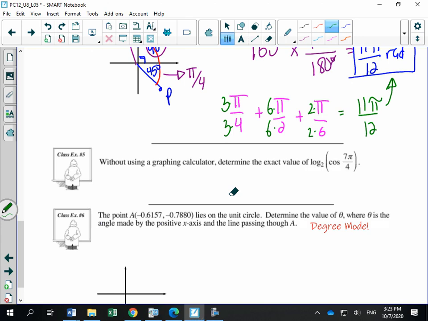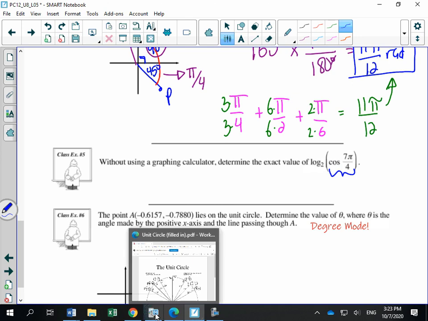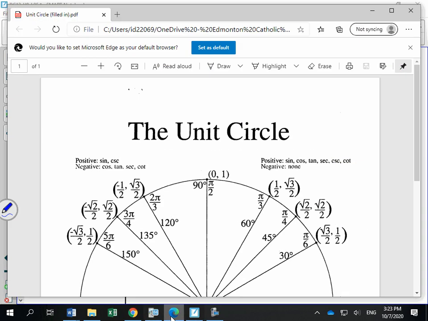Without using a graphing calculator, it says determine the exact value of the log base 2 of cos 7 pi over 4. So what you have to do, cos 7 pi over 4, you need to find that, not on your calculator. What is this on your unit circle?